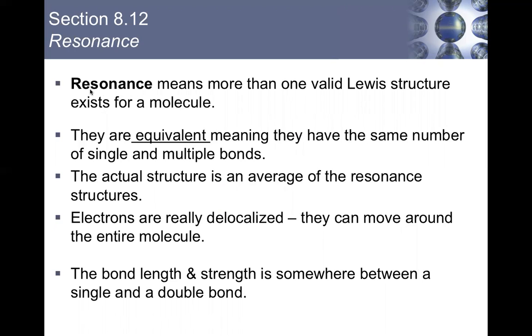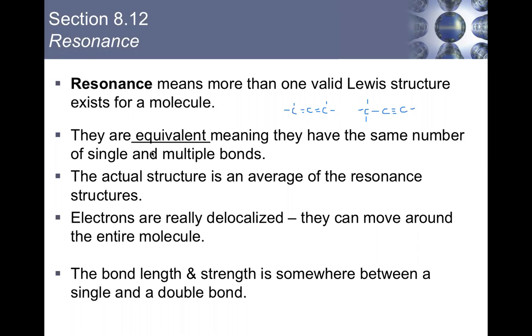And then we say those different ways are equivalent if they have the exact same number of single and double bonds. That would be different than doing something like, if I did C3H4, this is one way of doing C3H4, and this is one way of doing C3H4. These are both resonance structures. They're both correct for drawing C3H4.